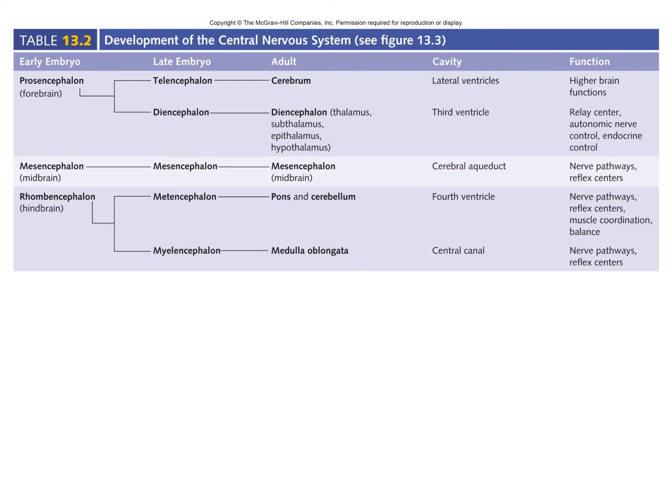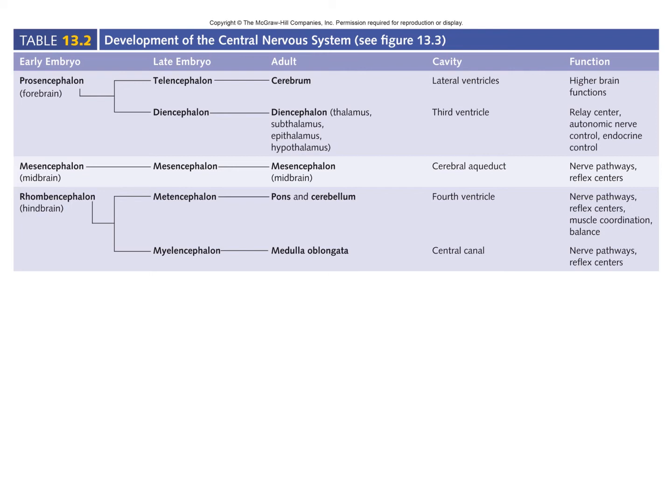Telencephalon becomes the cerebrum. Diencephalon becomes things like the thalamus and hypothalamus. Mesencephalon becomes the midbrain. Metencephalon gives rise to pons and cerebellum, and myelencephalon gives rise to the medulla oblongata. So you should know that sequence and understand which brain region becomes which adult structure.